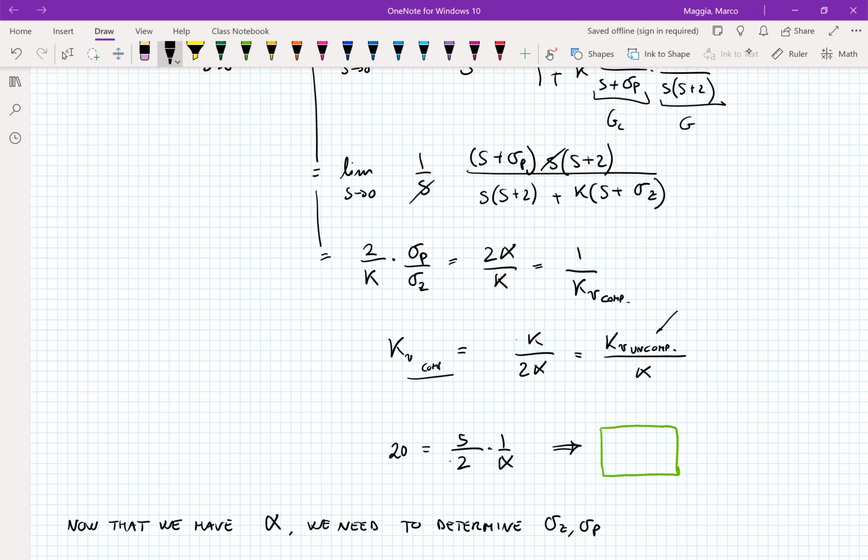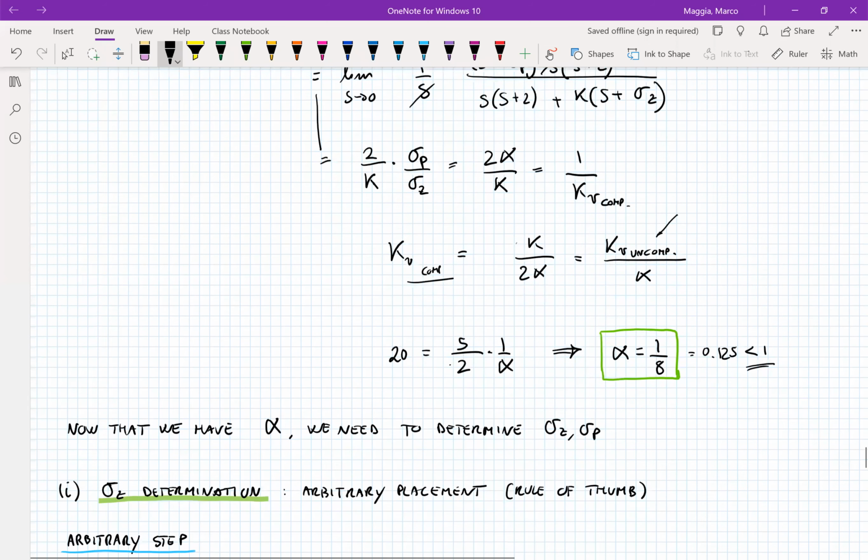And this allows us to calculate the value for alpha, which is 1 over 8. 1 over 8 is 0.125, which is less than 1, and therefore this checks the fact that we're dealing with the lag compensator. Remember, alpha has to be less than 1 for us to have a lag compensator. If it had been greater than 1, we would have had a lead compensator, and that was not really our goal. So if you find a value of alpha greater than 1, check your calculations.